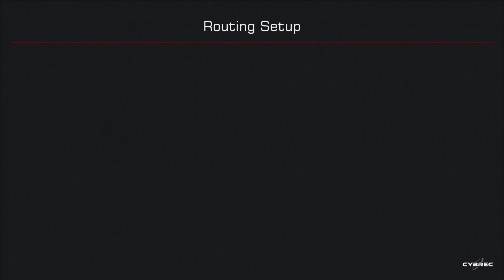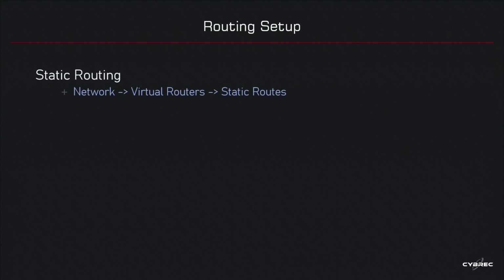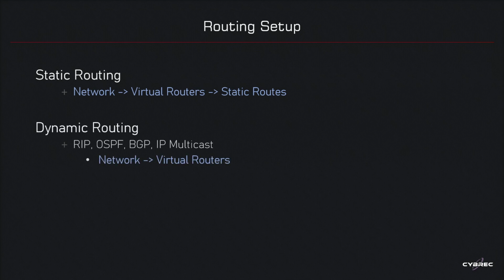Another thing we will now take a look at is how to configure routing on the firewall. We have two routing methods that we could use on PanOS. Certainly, the easiest way is going to be to just configure static routes for network virtual routers and static routes. Or as an alternative, you could also use dynamic routing with RIP, OSPF, BGP.